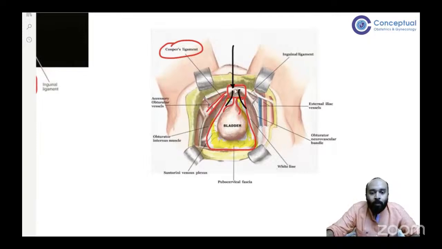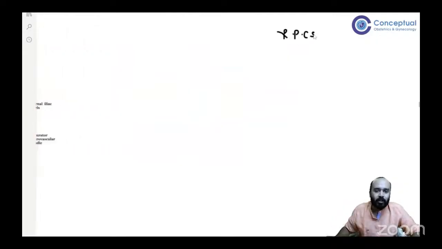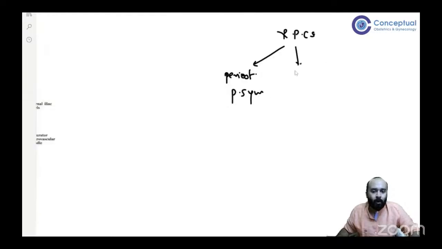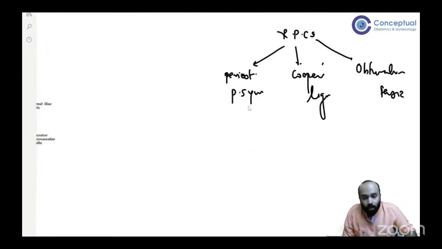I can either attach it to the periosteum of the pubic bone, or I can pull this and attach it to the Cooper's ligament. So what are my options in this retropubic colposuspension surgery? I can either attach it to the periosteum of pubic symphysis, or I can attach it to the Cooper's ligament, or I can just attach it to the obturator fascia. When I do it behind the periosteum of the pubic symphysis, that surgery is called the MMK procedure.